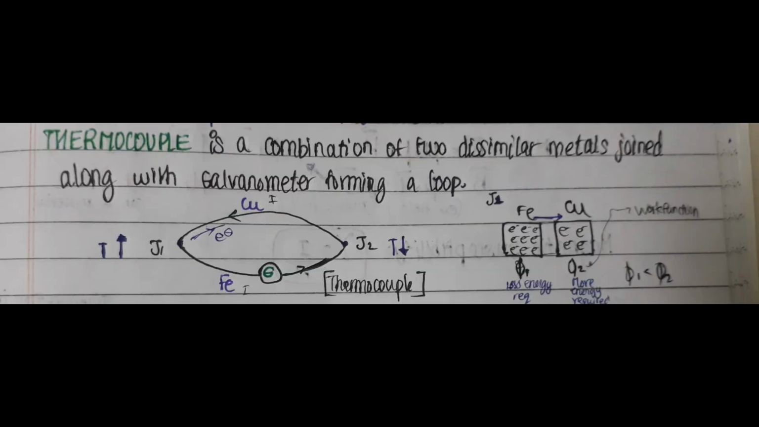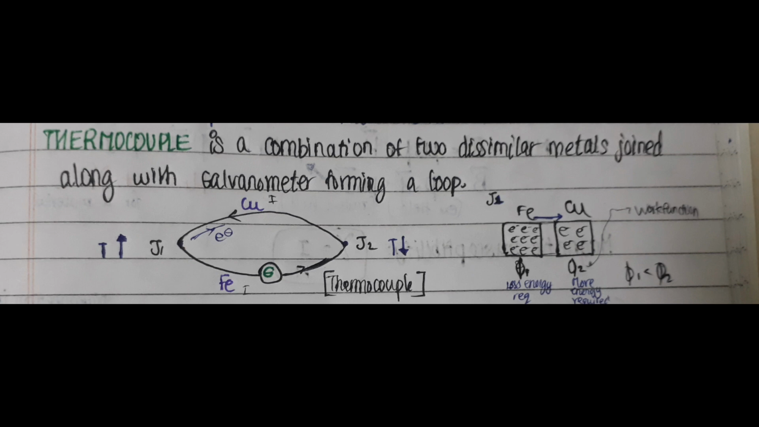Thermocouple. This is an important topic. Thermocouple is a combination of two dissimilar metals joined with a galvanometer forming a loop. Basically, you can take two metals, for example copper and iron. There are two junctions where they meet, right? One is the hot junction, which is maintained at high temperature, and the other one is the cold junction, which is maintained at low temperature.